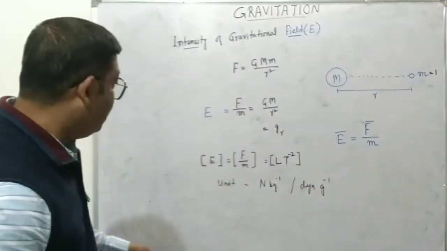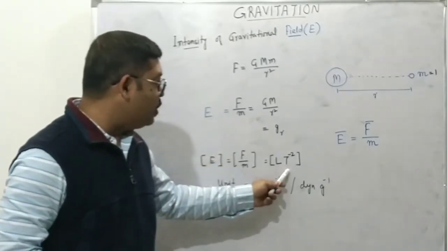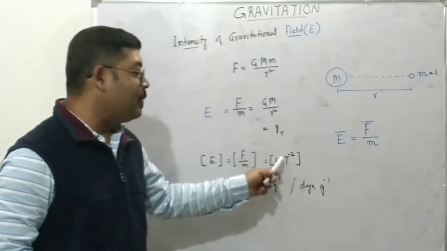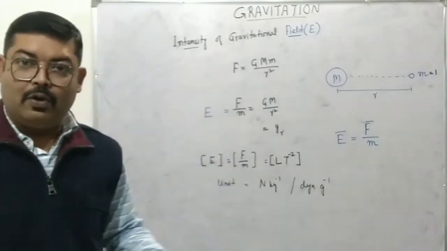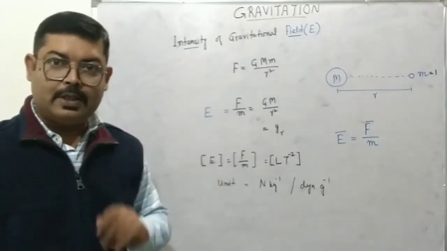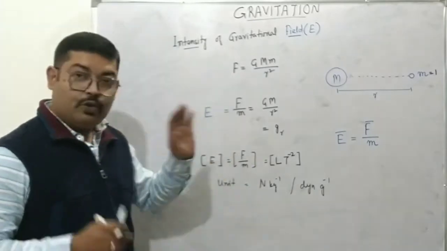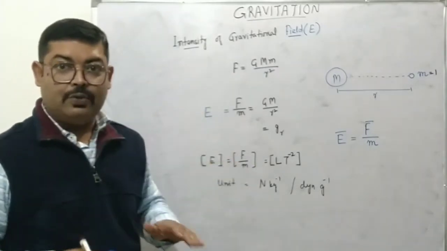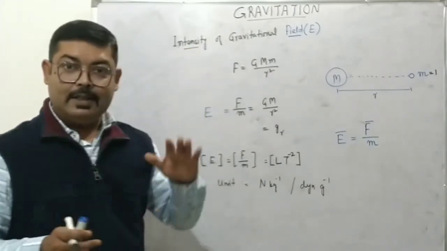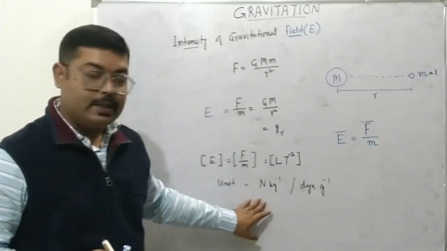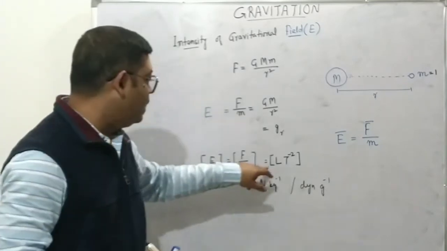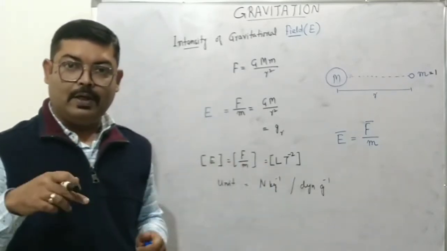However, you can clearly see that the dimension of this intensity is the same as the dimension of acceleration, and also Newton per kg, if you convert it, is actually equivalent to meter per second square. However, to differentiate that, we are not talking about acceleration, we are talking about intensity, and intensity being defined as force per unit mass, its unit will be given by Newton per kg or by dyne per gram, and its dimension is of course M0 L1 T to the power minus 2.